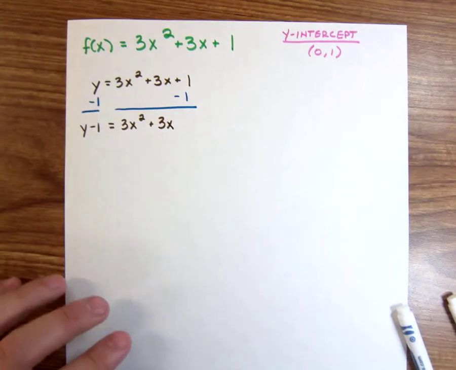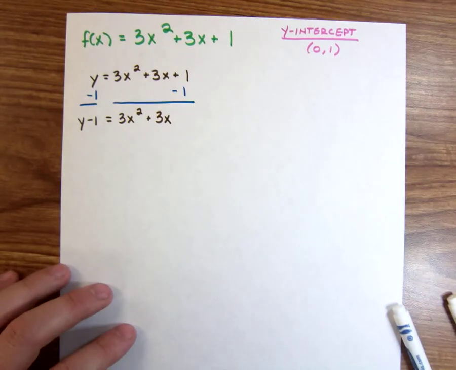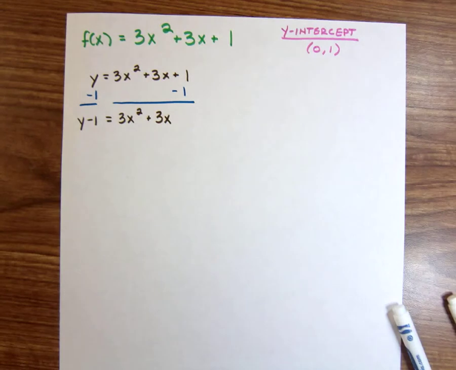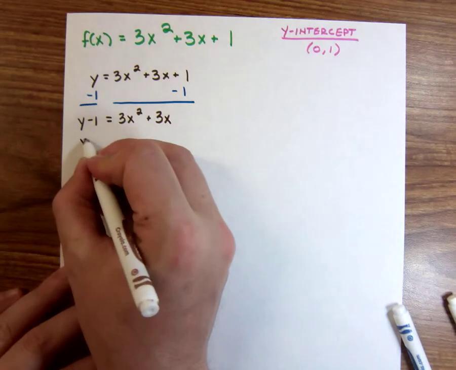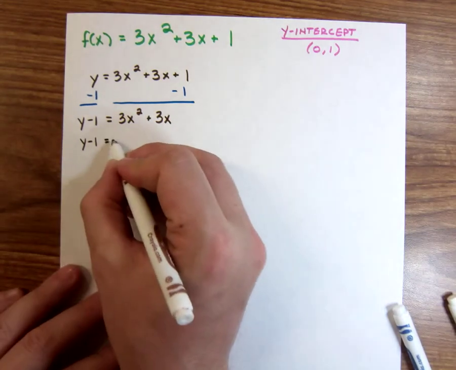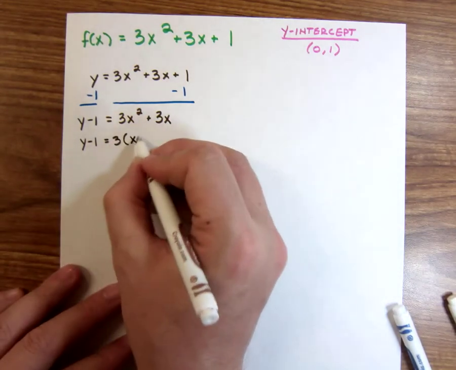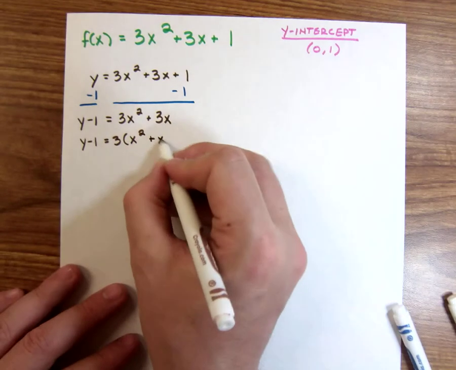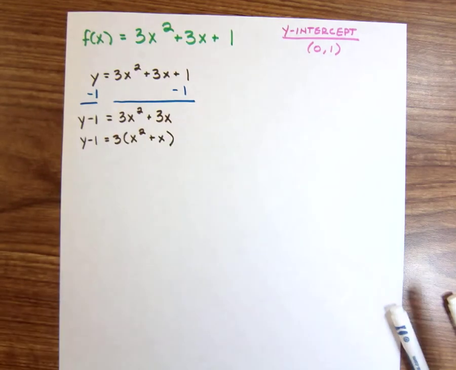There we go. I can't complete the square when I've got 3x squared. I can only complete the square when it's just x squared. So I think what I'm going to do next is to factor out the 3 over there on the right side. There we go. That seems pretty good.